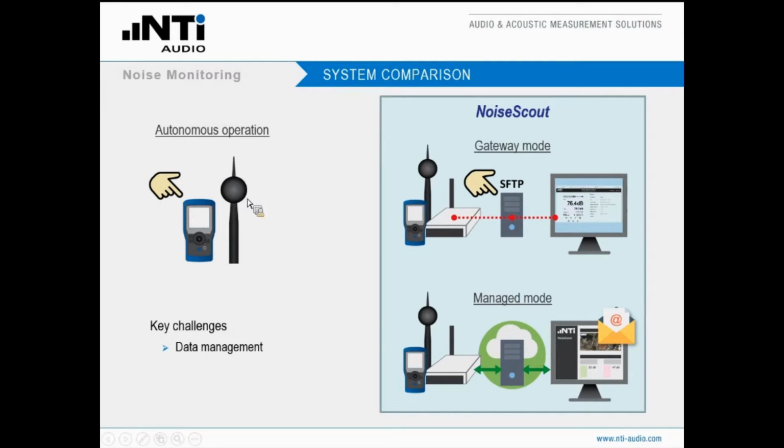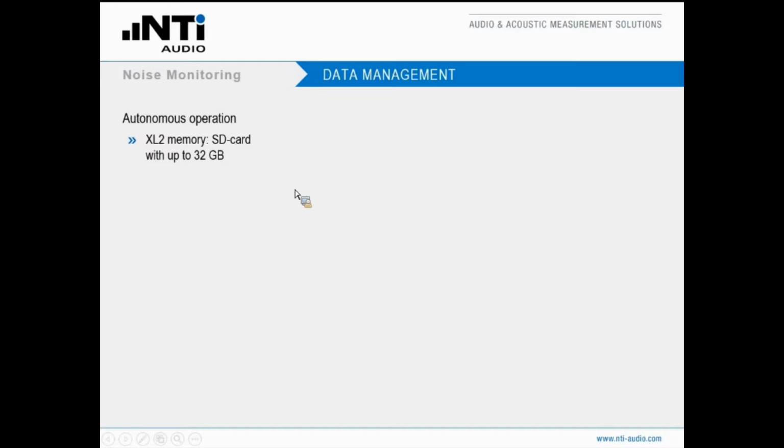Well, the key challenge of all 3 solutions is the data management. And here I have to mention that both the autonomous operation and the gateway mode require that you manually interact with the device, with the system, to gather your data. In the managed mode, this is done automatically, but the other 2 solutions require a manual interaction by yourself. Next point is the power supply. I will come back to that topic in a minute, same as for the outdoor protection.